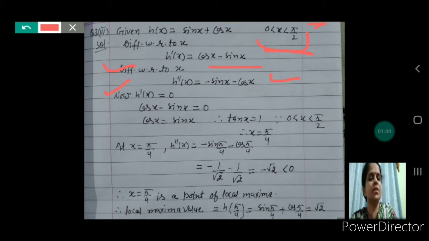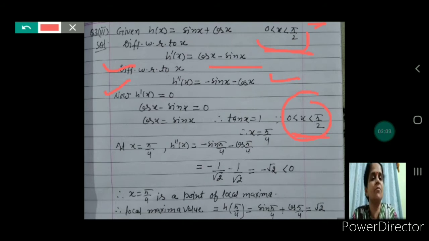So here cos x minus sin x is equal to 0, and cos x is equal to sin x, so you will get tan x is equal to 1. And here it is given that x is from 0 to pi by 2, in the first quadrant. Okay, students, so x is equal to pi by 4, since tan x is equal to 1 is the value of tan pi by 4.